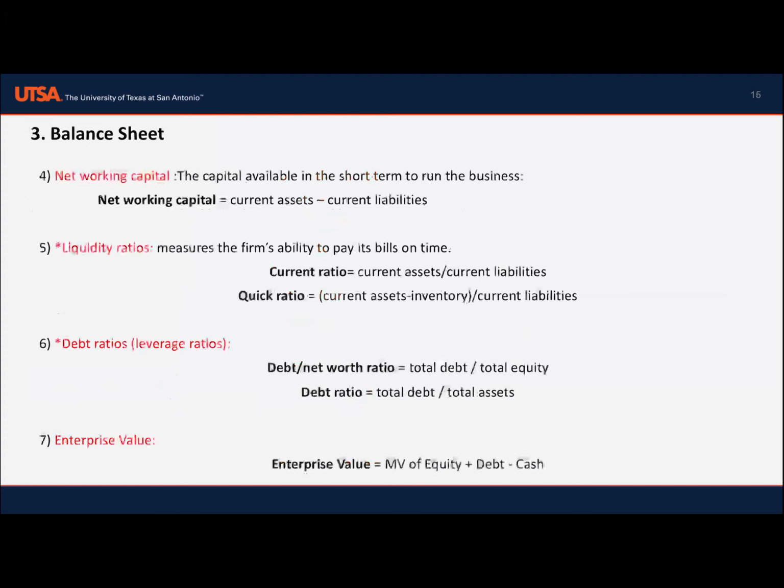Net working capital is the capital available in the short term to run the business, which equals current assets minus current liabilities. Liquidity ratios measure the firm's ability to pay its bills on time. The current ratio is current assets over current liabilities, and the quick ratio is current assets minus inventory over current liabilities.